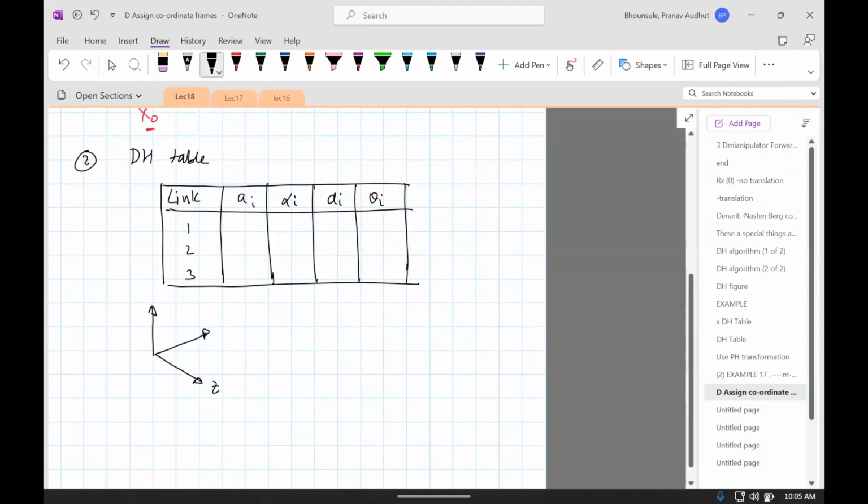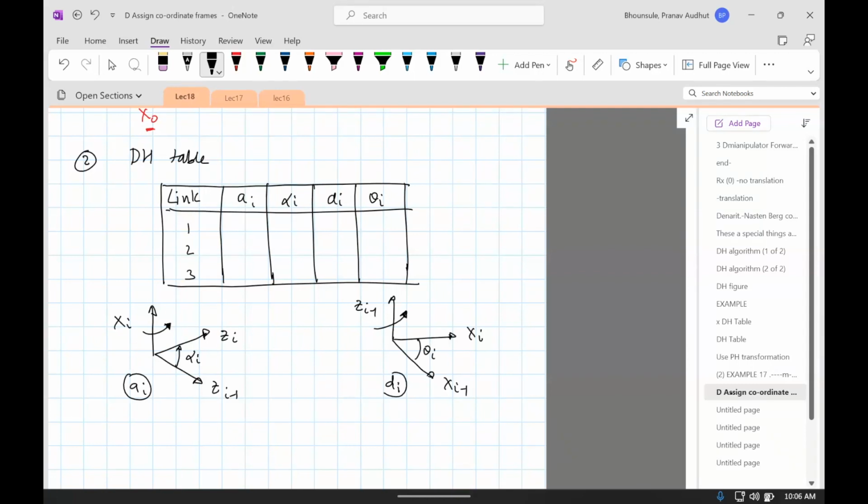Zi minus 1, zi, xi, and then xi minus 1, xi, zi minus 1, alpha i, theta i. So this will be used to compute alpha i and ai. And this will be used to compute di and theta i.